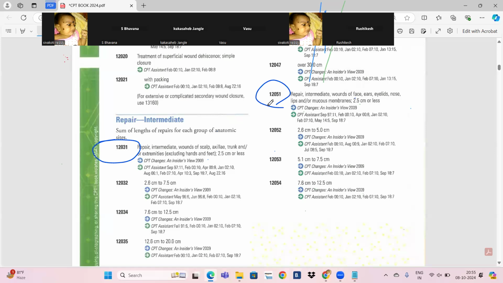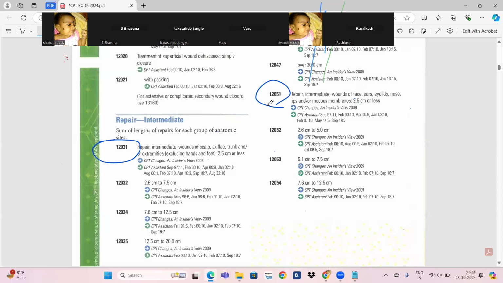Next question. A 4 centimeter laceration repair performed on the scalp, then a 2.5 centimeter laceration performed on the hand. Remember, these are all one question only. Hand laceration repaired with intermediate repair, scalp laceration closed with single layer closure. Hand was intermediate, scalp was simple.